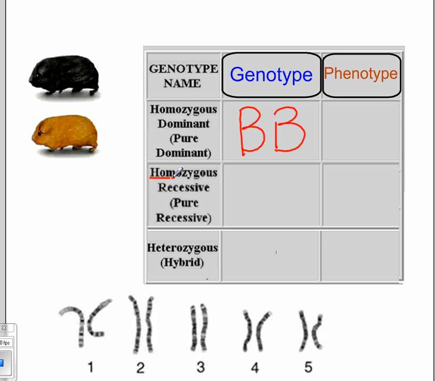Homozygous, so they're both going to be the same letter. But now we have recessive, so we're going to be lowercase, both the same letters. New term, heterozygous. Write down the word heterozygous. So if we have homozygous meaning the same, heterozygous must mean different, one of each.